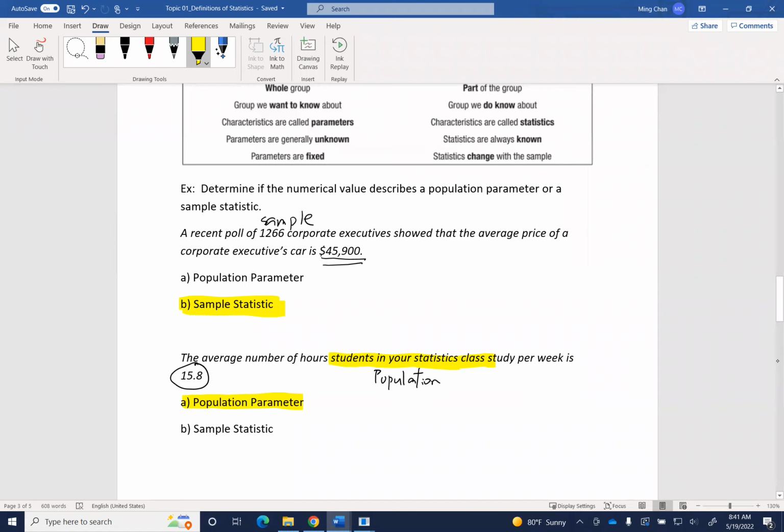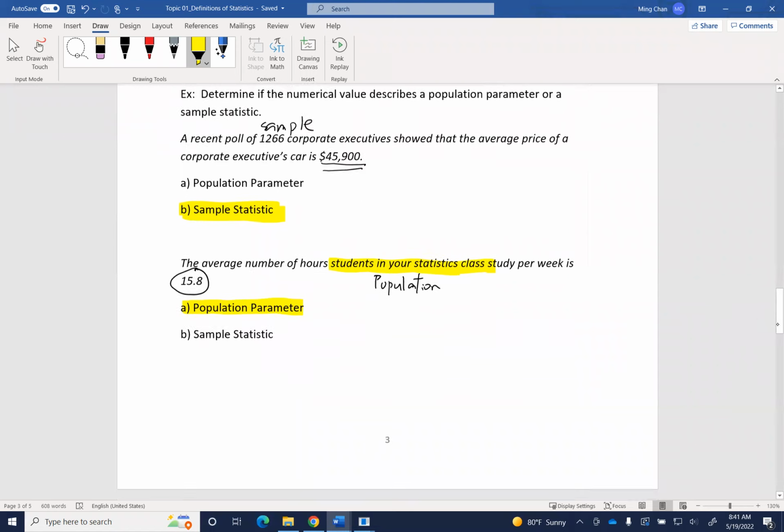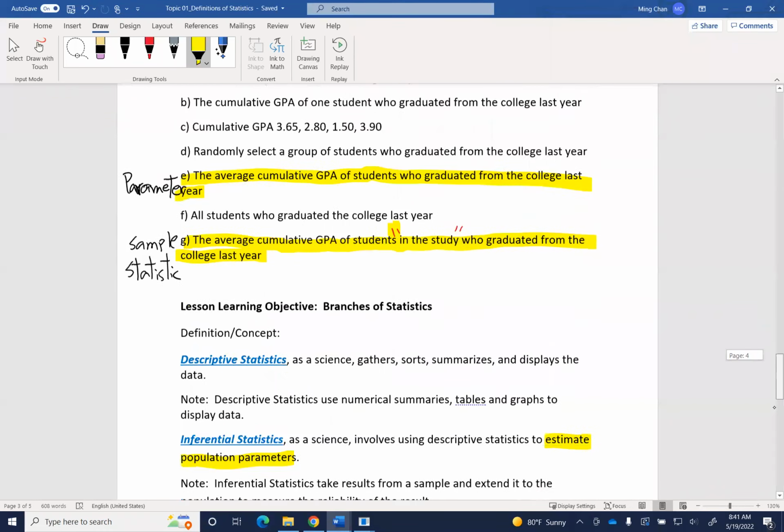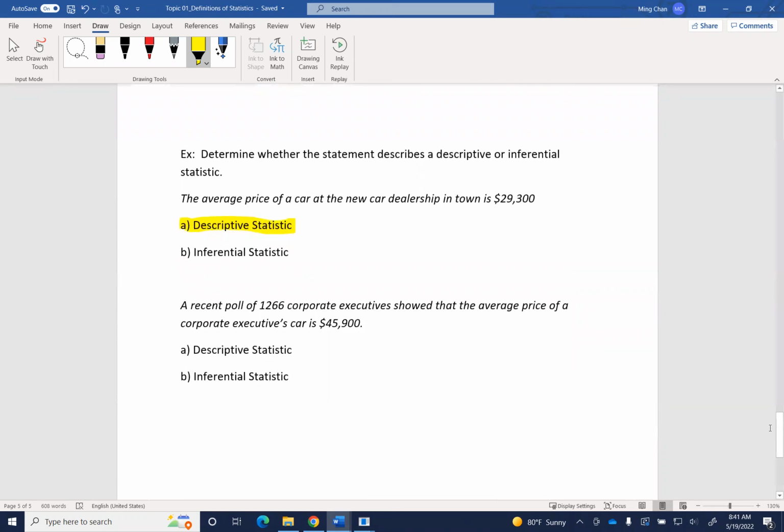What we're trying to do here: a recent poll shows that the average price of a corporate executive car is 45,900. So that will be considered descriptive statistics. I was going to say inferential, but I think it's descriptive, because that number is an average coming from a poll.